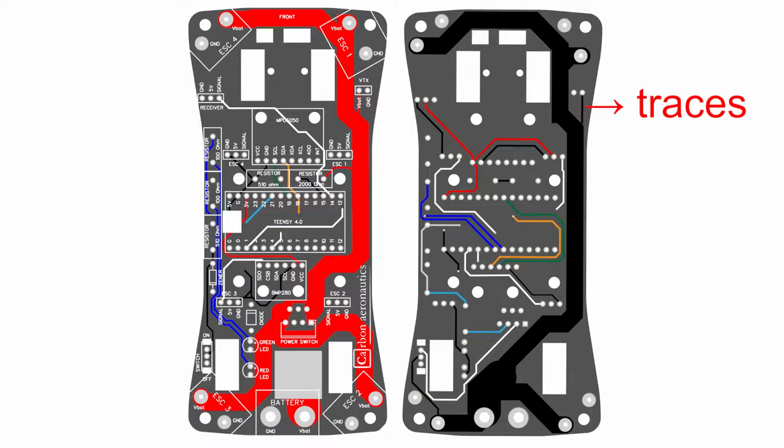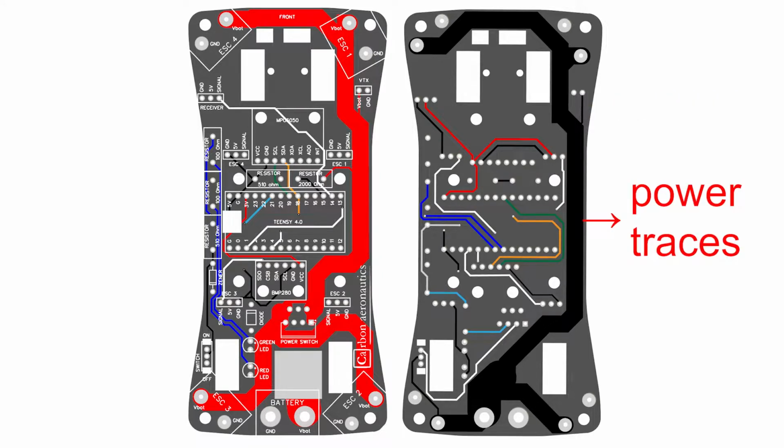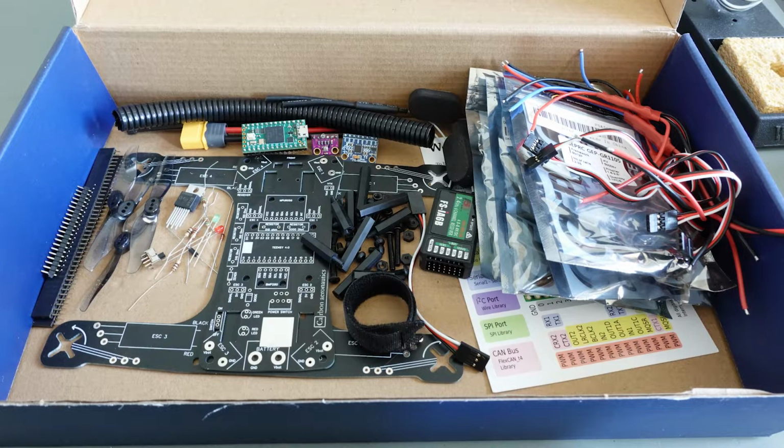The color of the traces corresponds with the color of the wiring in the schematic. Notice that the power traces are much wider than the signal traces to allow for higher currents to flow. Now these are all components necessary for your quadcopter build.